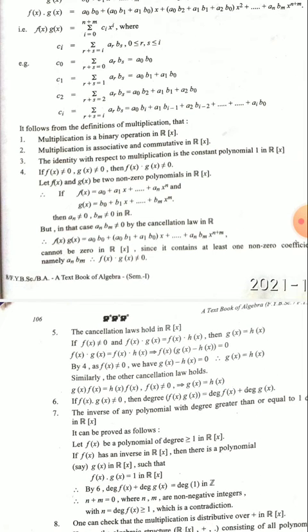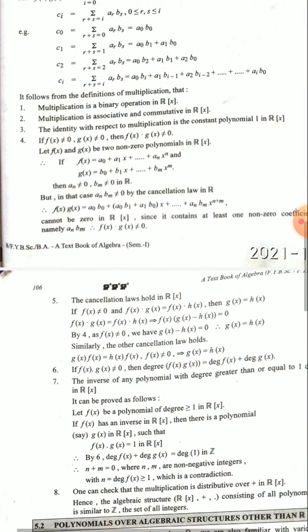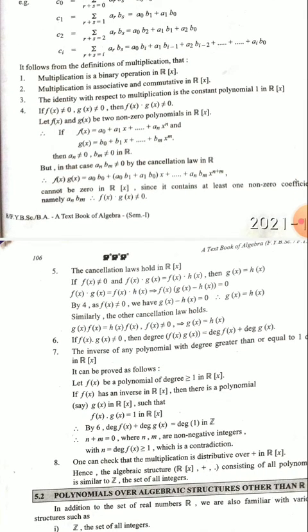The identity with respect to the multiplication is the constant polynomial 1 in R of x. If f of x is not equal to 0 and g of x is not equal to 0, then their product f of x into g of x is also not equal to 0. Let f of x and g of x be two non-zero polynomials in R of x. Therefore, we have two non-zero polynomials, so their leading coefficients are not equal to 0. Constant term is also not equal to 0 in both the polynomials.